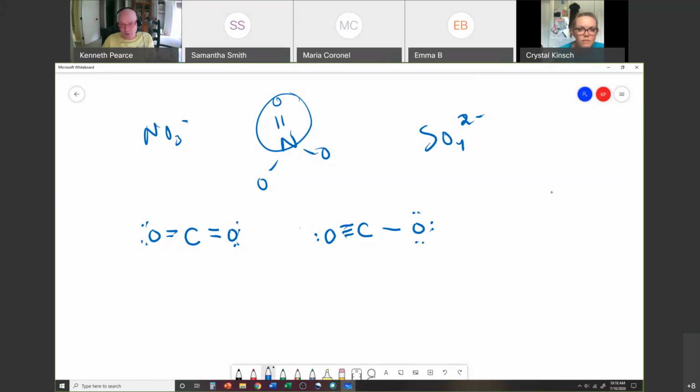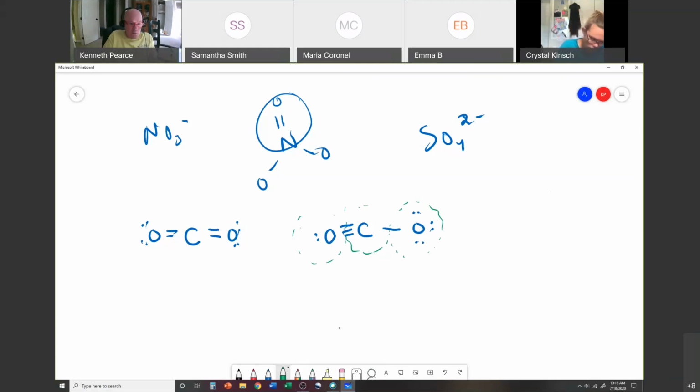Okay, it looks a little strange compared to the left, but if you look at this, what do we have sharing here? We have 2, 4, 6, 8. What do we have sharing here? We have 2, 4, 6, 8. Okay, so it's happy. So let's compare these.